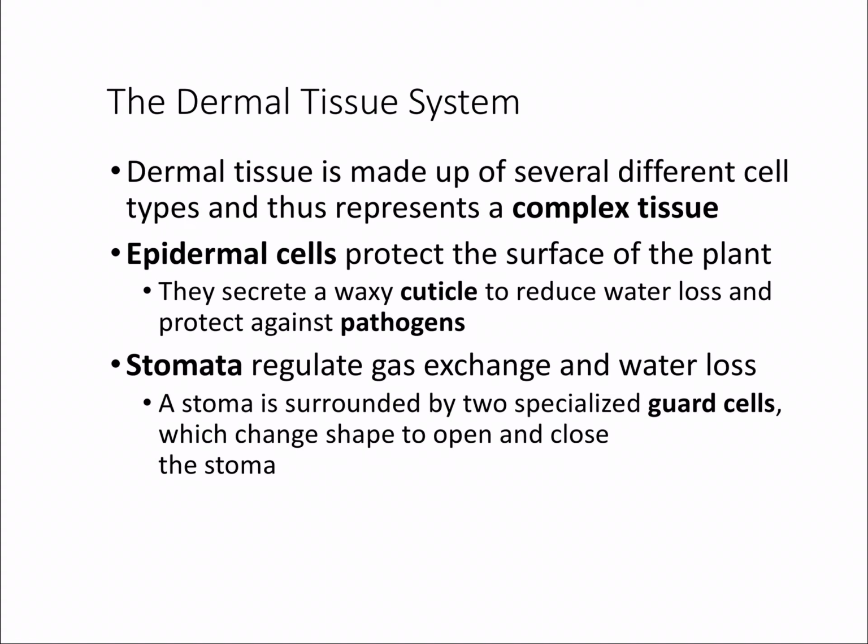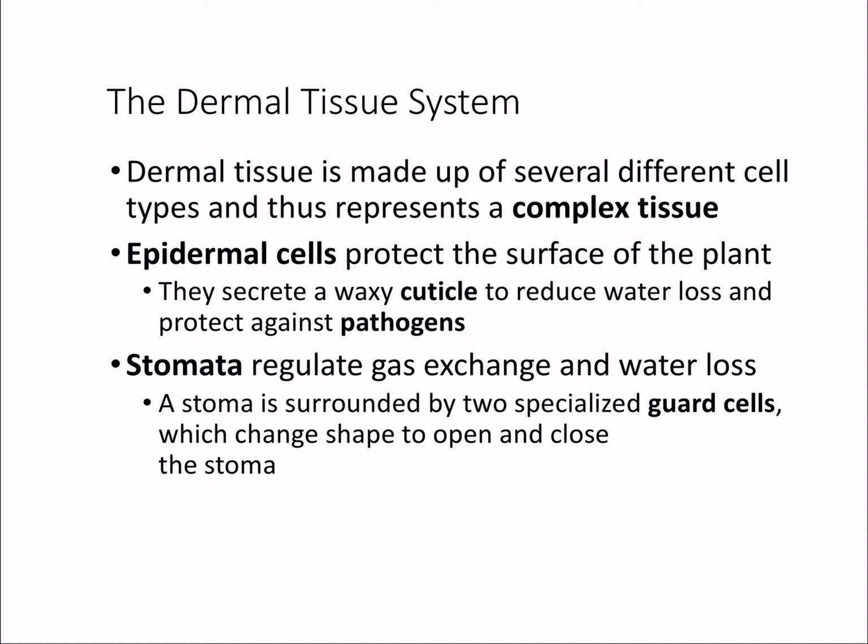So let's start with the most external, the dermal tissue system, and you may recognize that term dermal having to do with the skin. Dermal tissue is made up of several different types of cells, and therefore it is a complex tissue. The first type of cell are the epidermal cells, and these are epi, meaning on the outside, and dermal having to do with, again, this outer layer. So these are the outer layer of the outer layer, and this is where we find the cells that secrete the waxy cuticle. That waxy cuticle reduces water loss and protects against pathogens for the plant.